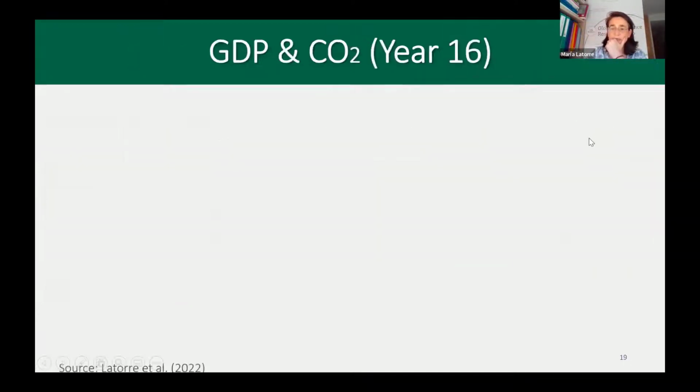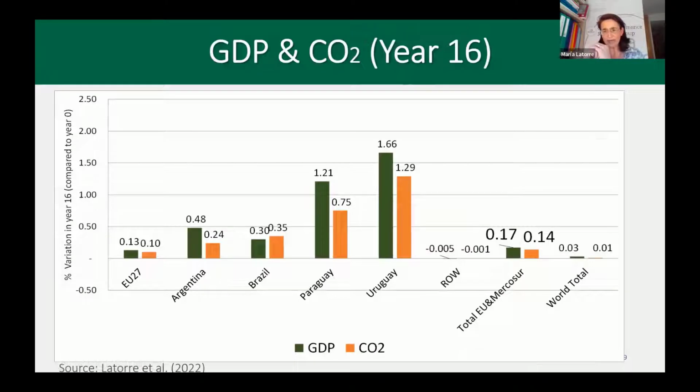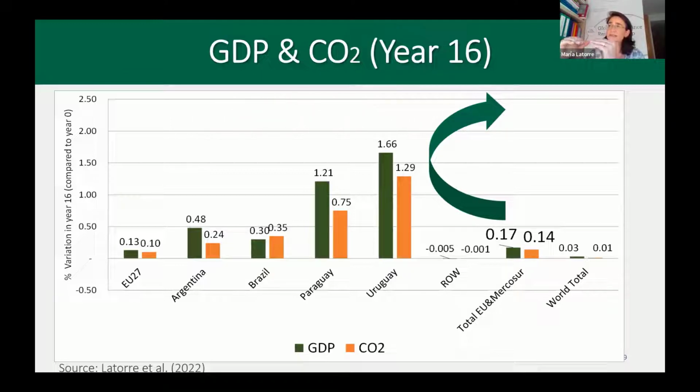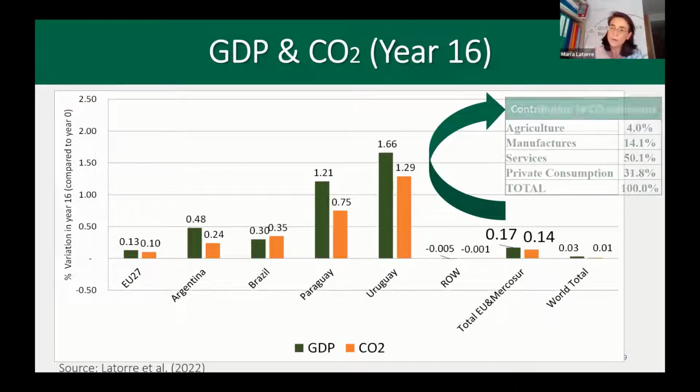And importantly, let me go to the next slide. We find that because there is more activity, higher GDP than before, we get an increase in the CO2 emissions, but importantly, the increase is of a smaller scale than the increase in the GDP. So this is telling us that we are really transitioning to cleaner sectors with this agreement.